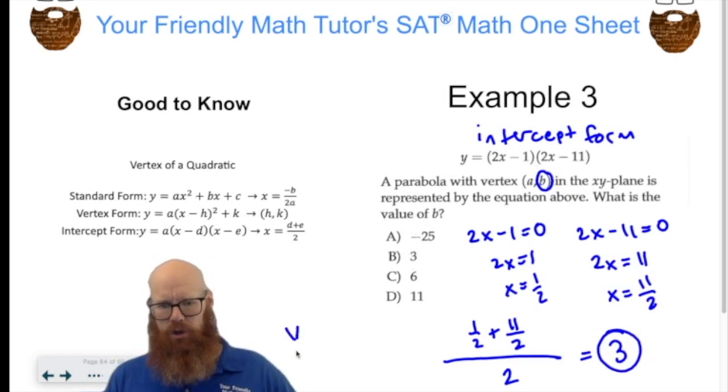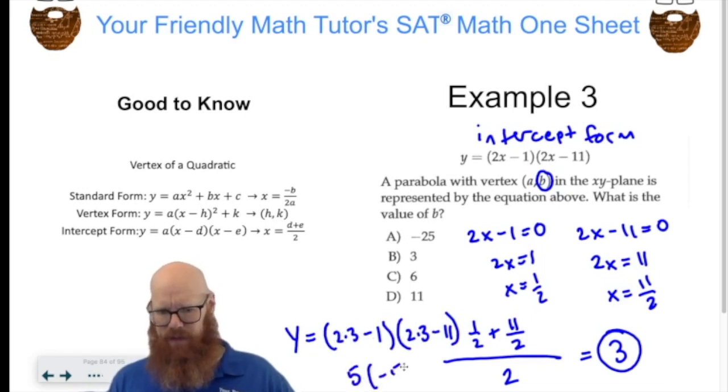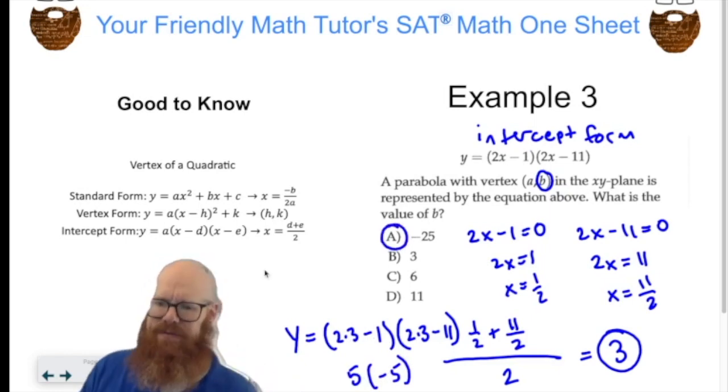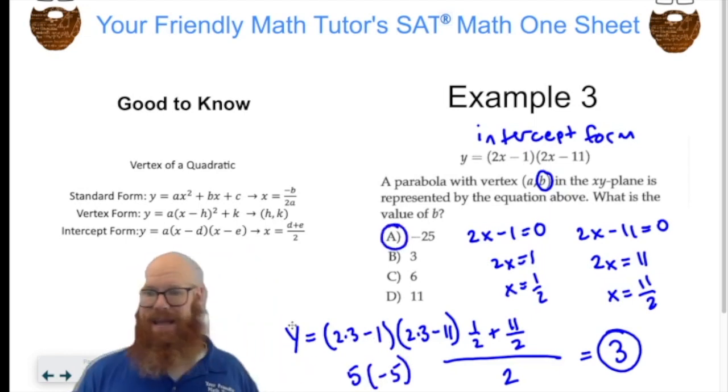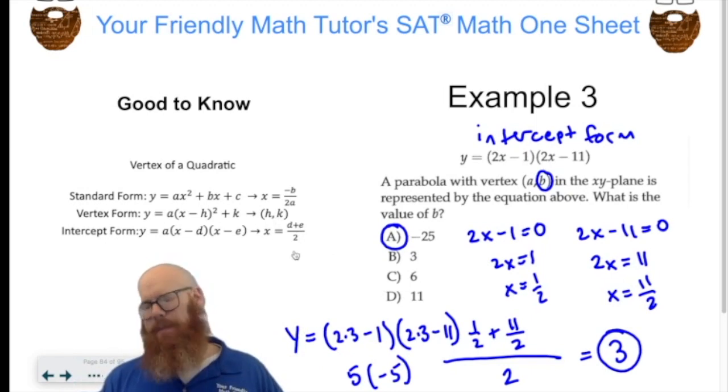So now I'm going to just substitute 3 in. So I get 2 times 3 minus 1, and then the other one, I have 2 times 3 minus 11. That's 6 minus 1 is 5. 6 minus 11 is negative 5. 5 times negative 5 is negative 25. So when you have something in intercept form, you're going to find the x-coordinate of the vertex by just finding the average of the x-intercepts, because that's the middle, and again, a parabola is symmetric.